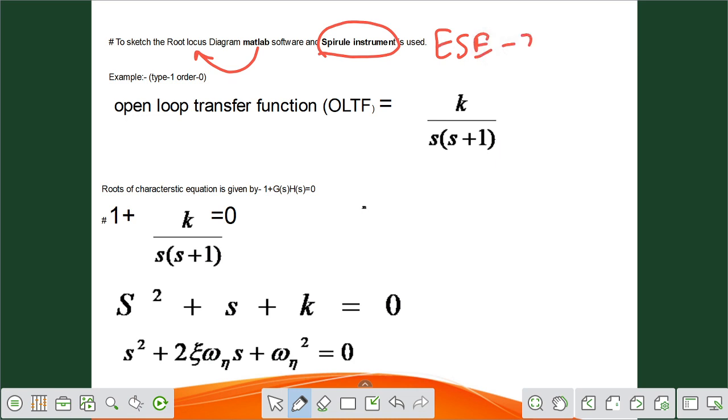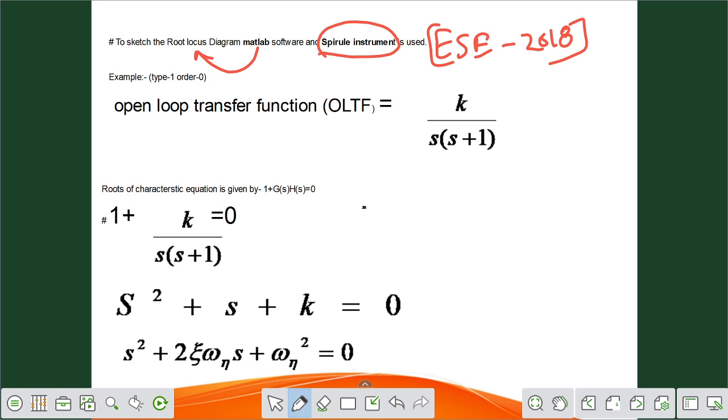ESE 2018 question was there. This is ESE, Engineering Services Examination. This question was asked: which type of instrument is used to sketch the root locus diagram? There are 4 options available, but this is the right option: spiral instruments. But nowadays no one uses spiral instruments. MATLAB software is available, so everyone is using MATLAB software to sketch the root locus diagram.